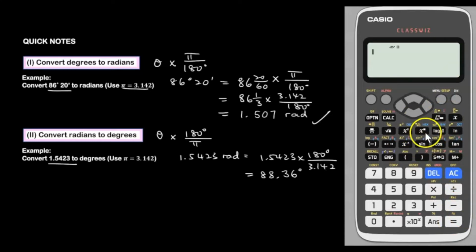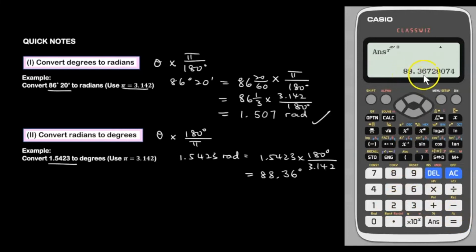Yeah, so next I'm going to use 1.5423 radian. Okay, I'm going to put it into the calculator. So 1.5423. Okay, then you press equals, then after that you press OPTN option, and then angle unit is 2. Because the question is in radian, we press 2, okay, then we press equals.